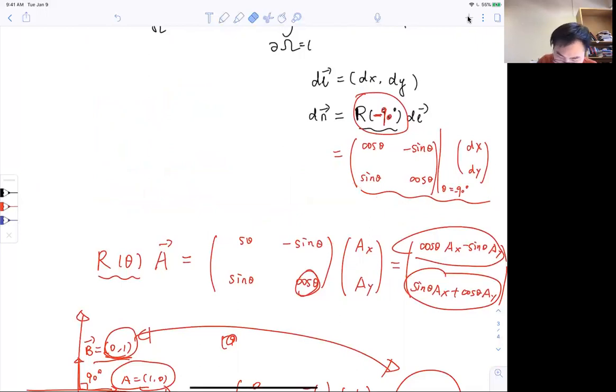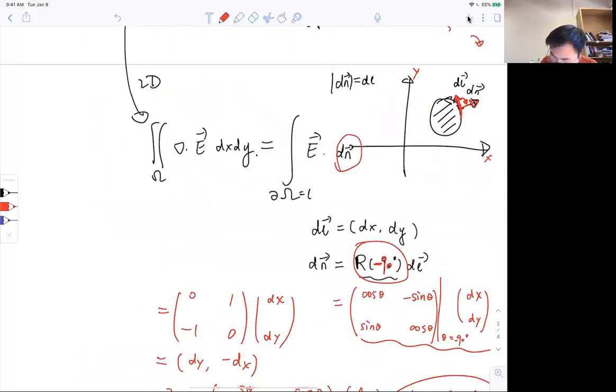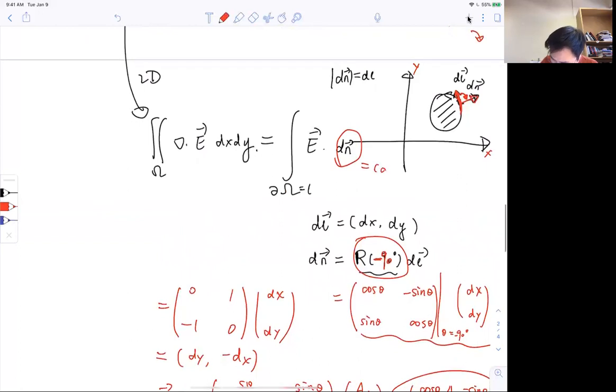Right. So this is nothing but rotation by minus 90 degrees: (0, 1; minus 1, 0), right? So applied to (dx, dy), this is (dy, minus dx). So we know that this dn is nothing but (dy, minus dx), and now we set E to be Q minus P.